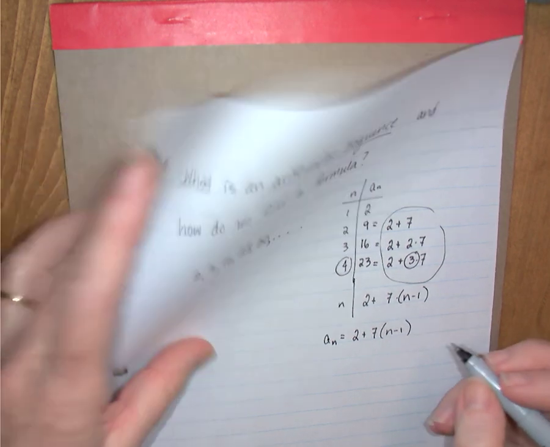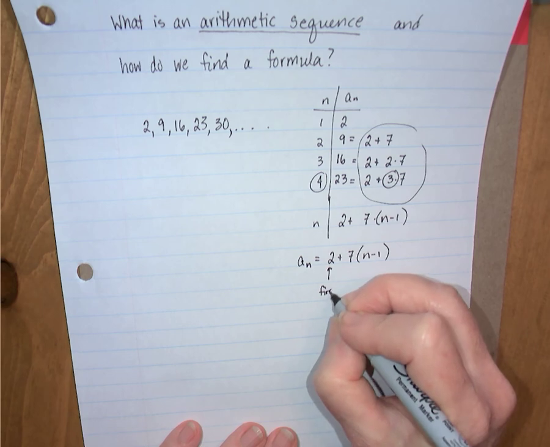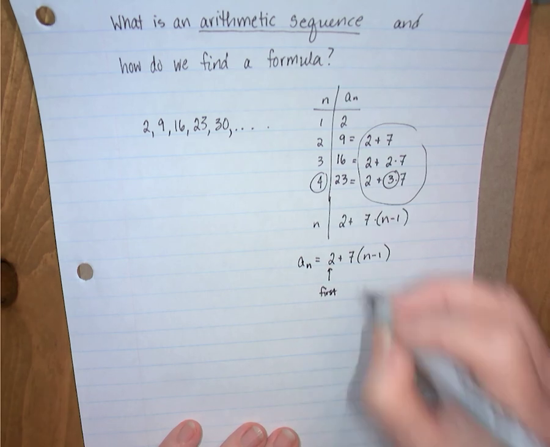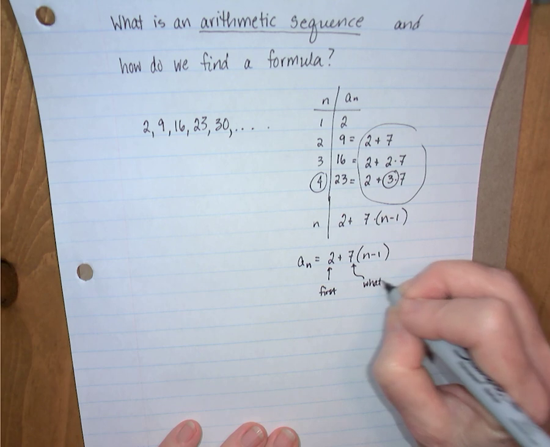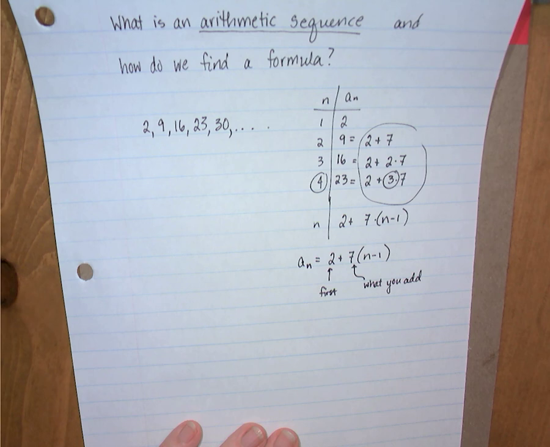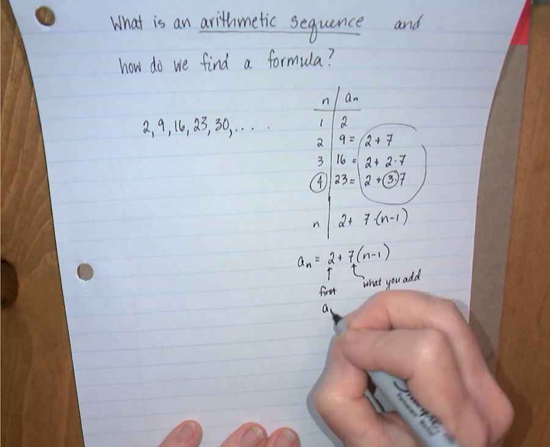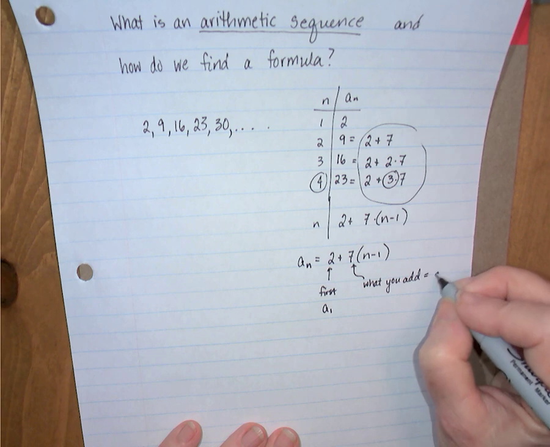And in fact, this is what's significant. This is always the first term. And this is always what you add. And we have other ways of referring to that. The first term I'm going to call a sub 1. And what you add we refer to as d for the common difference.